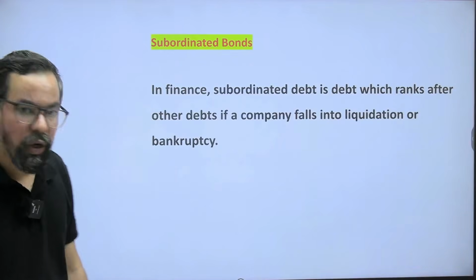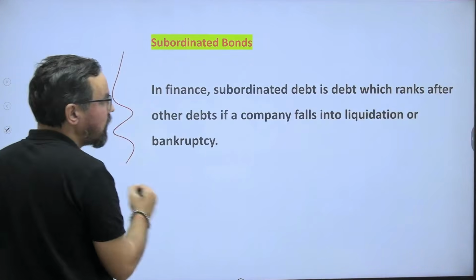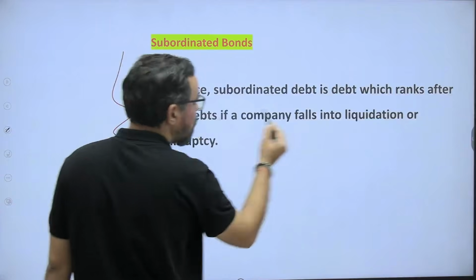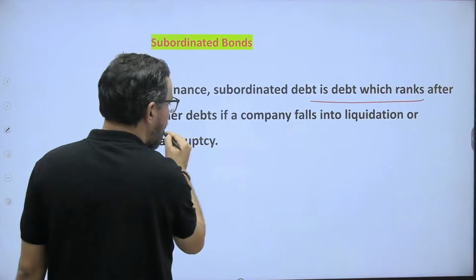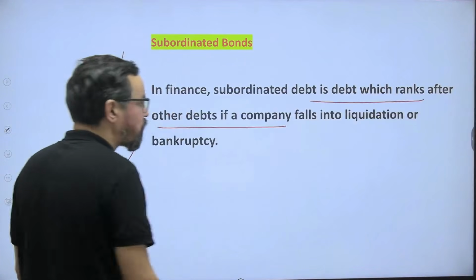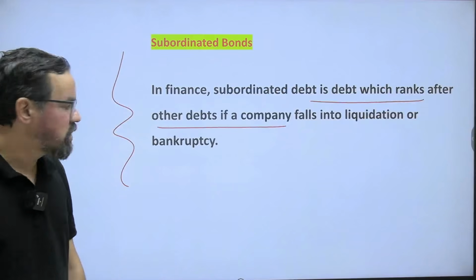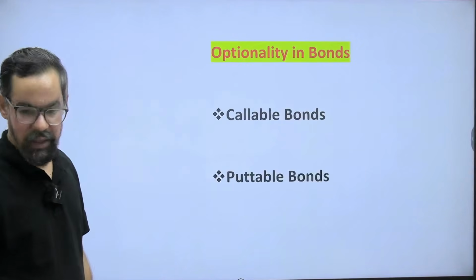Next one, subordinated or secondary debt. So secondary debt is a debt which ranks after other debt or primary debt at the time of liquidation. So again they are risky in nature, right?